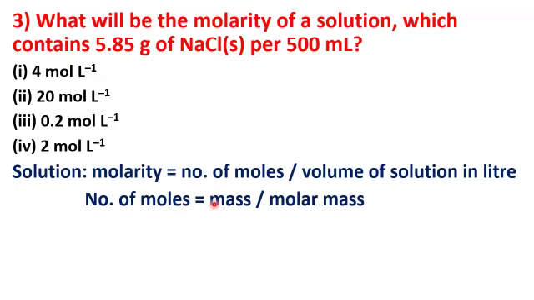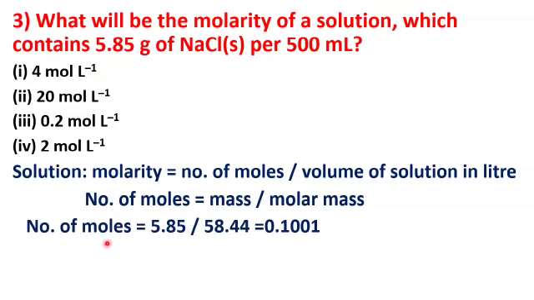So number of moles can be calculated by using that formula, mass divided by molar mass. Number of moles is equal to 5.85 divided by 58.44, that is equal to 0.1001. Where mass of the NaCl is 5.85 and molar mass you have to calculate by using the atomic masses of sodium and chlorine. Atomic mass of sodium is 23 and chlorine is 35.5. If you add both, you will get molar mass of sodium chloride, that is 58.44.